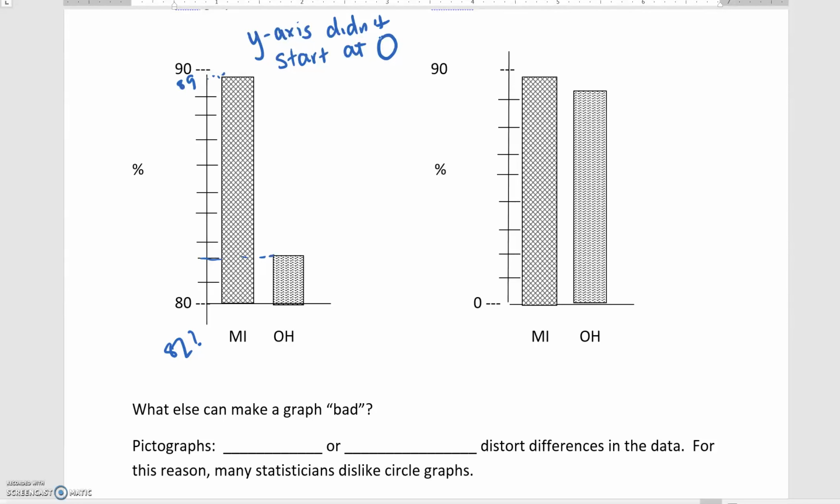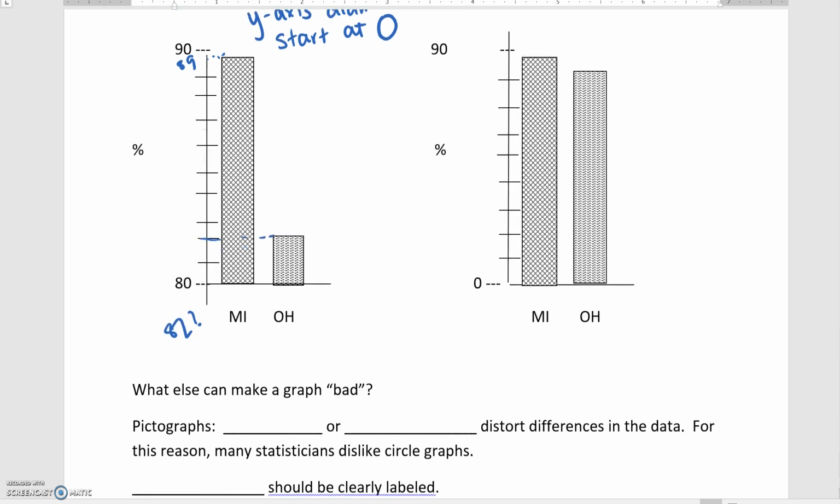So this one's much more realistic. When it starts at 0, this is the same data. We see that Michigan's still up here, 88, 89, and Ohio's at 82, and you can see a much more realistic difference. So some other things that can make graphs misleading.